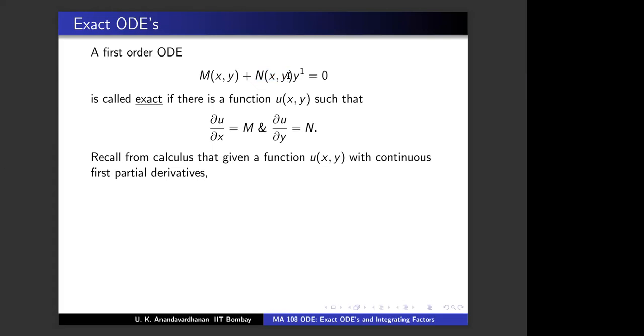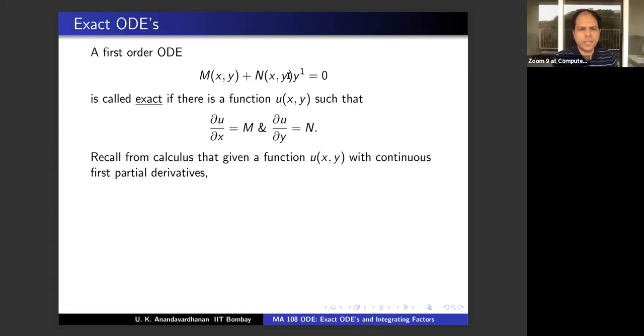And recall from your 111 course that if u of x y has continuous first partial derivatives, you have the notion of du. By du, you mean del u by del x times dx plus del u by del y times dy. Okay. So the given equation, now you can write, m of x y is del u by del x and n of x y y1 is del u by del y dy by dx.